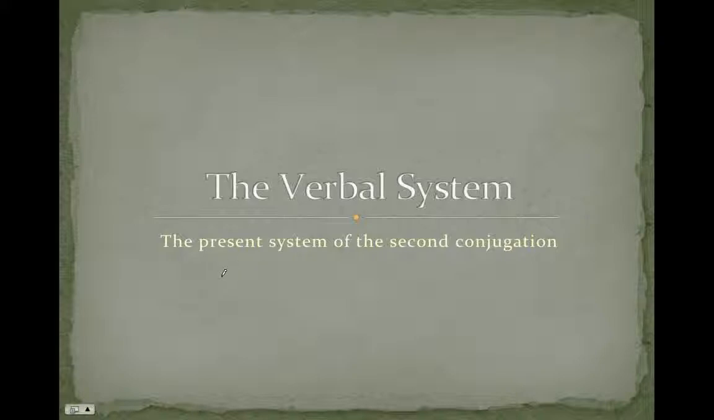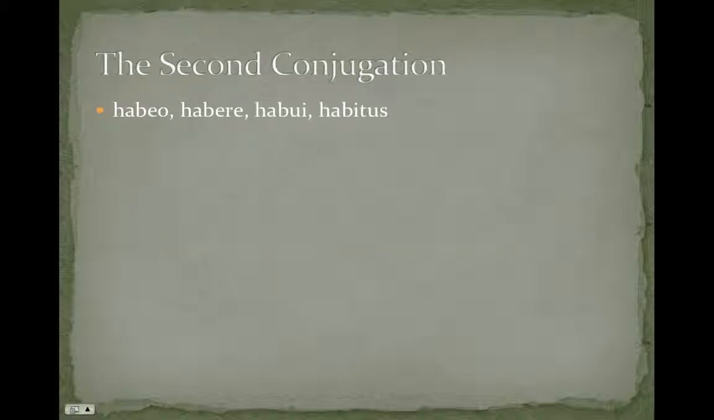The present system of the second conjugation is very much like the present system of the first conjugation. The only difference we're going to find is that the stem is going to end in E rather than A. So remember when we took amo, amare, and to form the stem we dropped off the re of the infinitive, we do the same thing with habeo, habere, to have. And we have a stem of habe, and it's off of this stem that we're going to form the present, the imperfect, and the future.